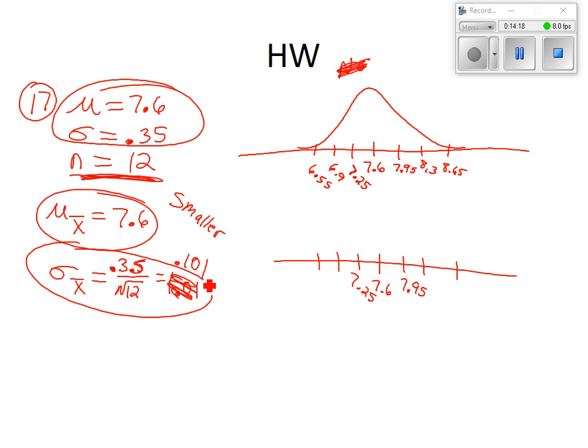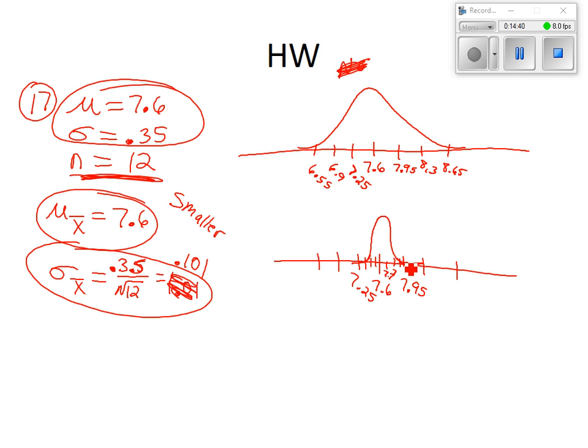So when we do that, 0.1, that means here we're going to go out to 7.7, 7.8, and 7.9. And on this side, it's all going to be right here. So our curve's actually going to look something like this now.